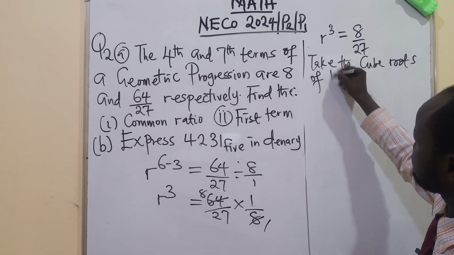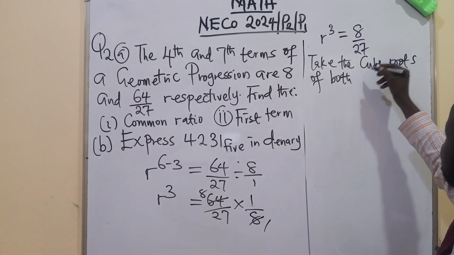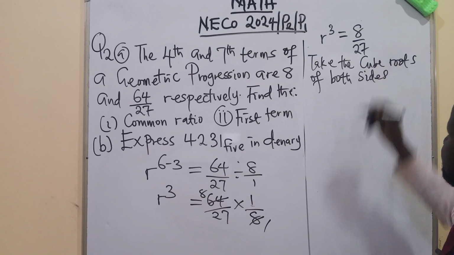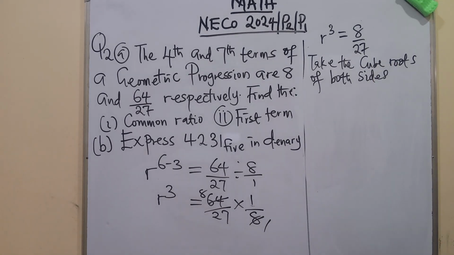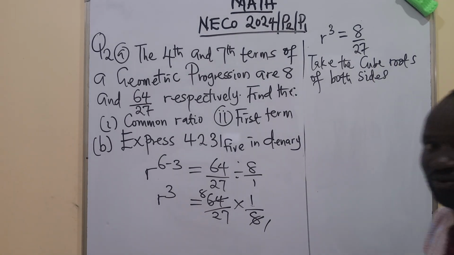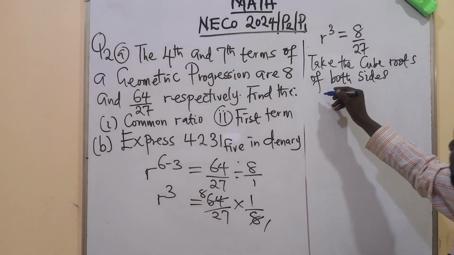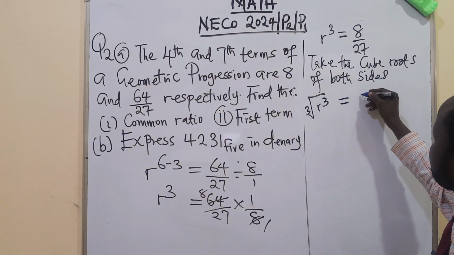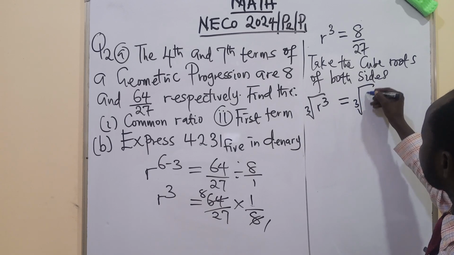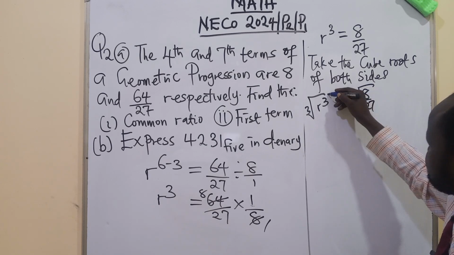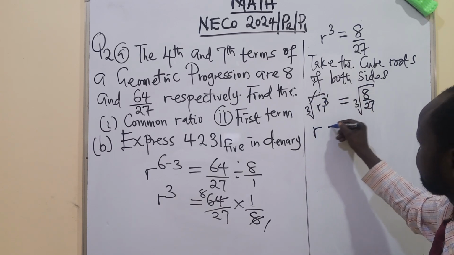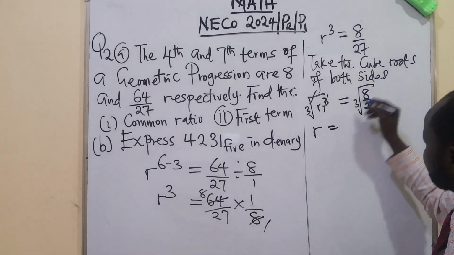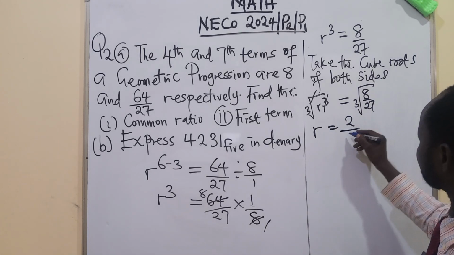Take the cube roots of both sides, both the left hand side and the right hand side. That's what we mean. It means the cube root of r power 3 will be equal to the cube root of 8 divided by 27. This cube root will do away with this power. We'll have r equal to the cube root of 8, which is 2, divided by the cube root of 27, which is 3.